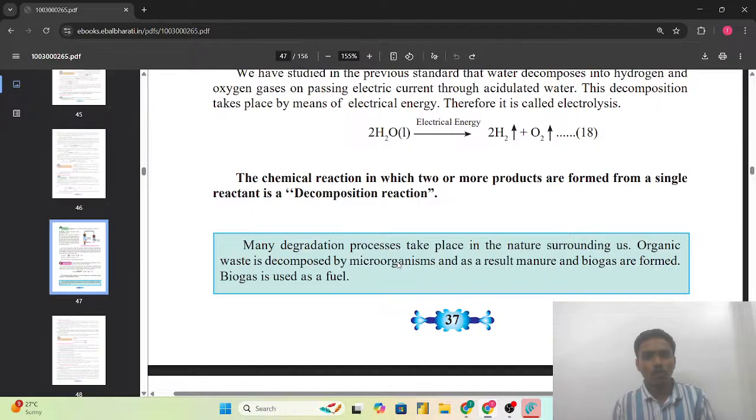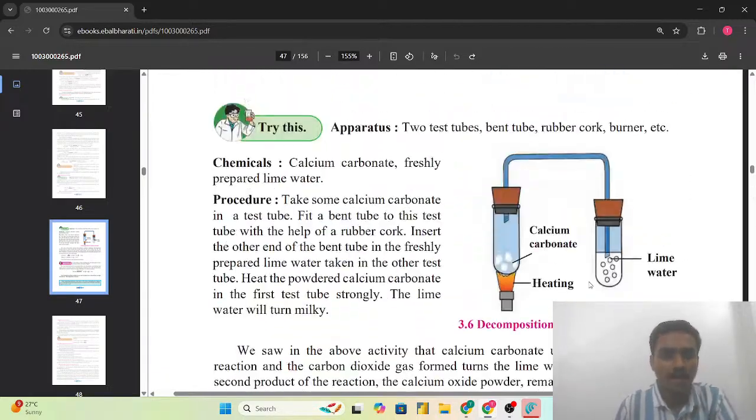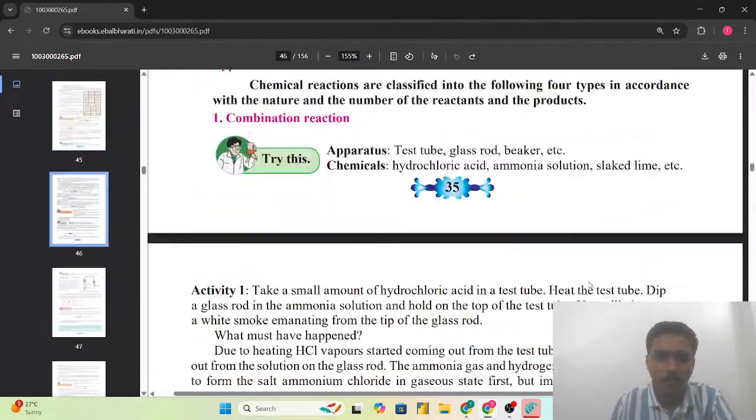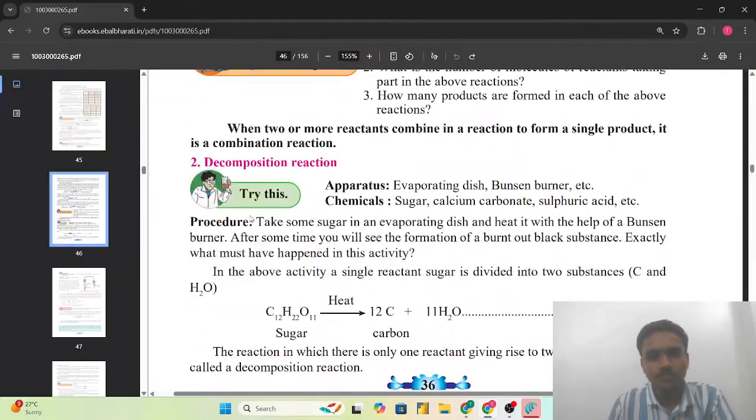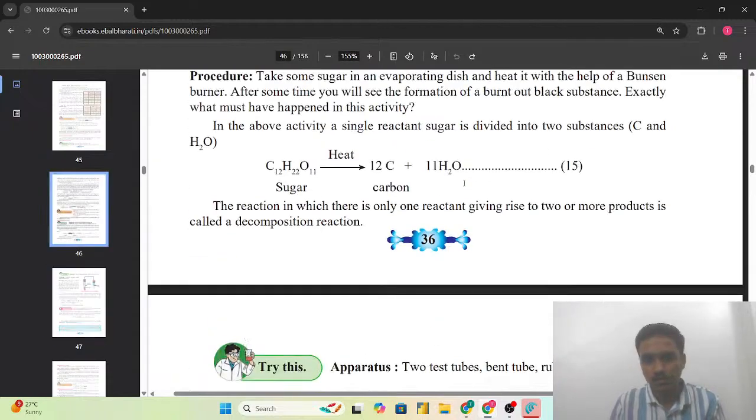So the major part of today's lecture is about balancing the chemical reaction, and we have studied about the two types of chemical reaction, that is the combination reaction and decomposition reaction. एक बार रिवाइज कर लेंगे. Combination reaction is when two or more reactants combine in a reaction to form a single product. When a single reactant leads to the formation of two or more products, that is called a decomposition reaction. Till now, if you are having any doubt, then you can ask.